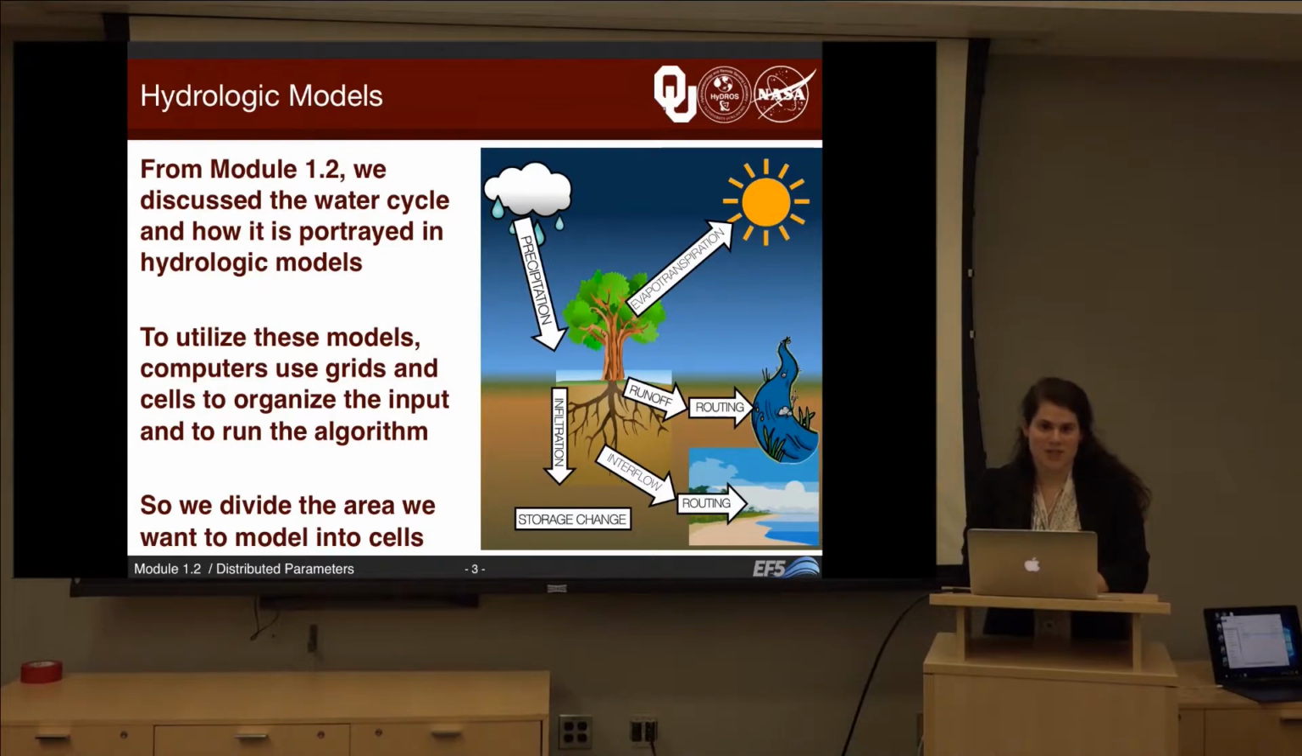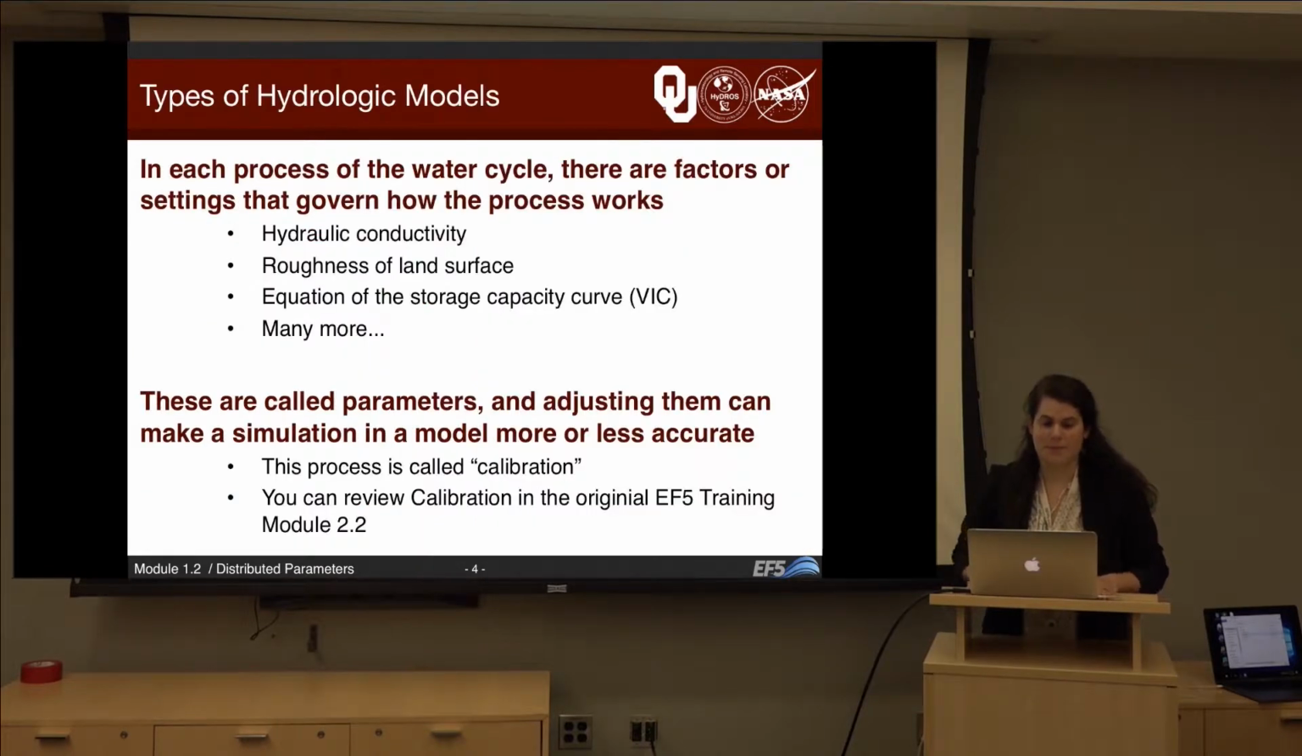So from the Foundation EF5 training, Module 1.2, we talked about the water cycle and how it is portrayed in hydrologic models. In order to utilize these models, computers use grids and cells to organize the input and to run an algorithm. And so we can actually take this figure to the right and divide the area we want to model into cells. So this is the type of hydrologic models that we can use.